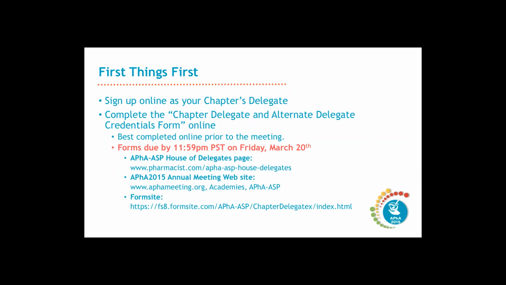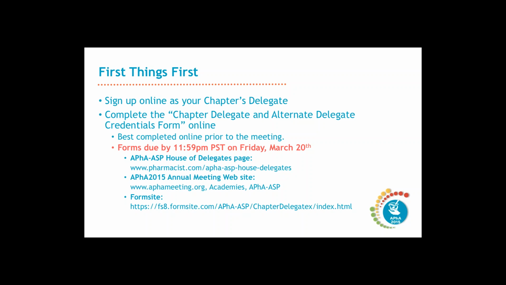But first things first, we're going to need you to sign up online as your chapter's delegate. You need to complete the chapter delegate and alternate delegate credentials form online. This is best completed prior to the annual meeting. The forms are due on March 20th, on that Friday. That form can be found on the APhA House of Delegates page, on the APhA 2015 annual meeting website, as well as on the form site there.